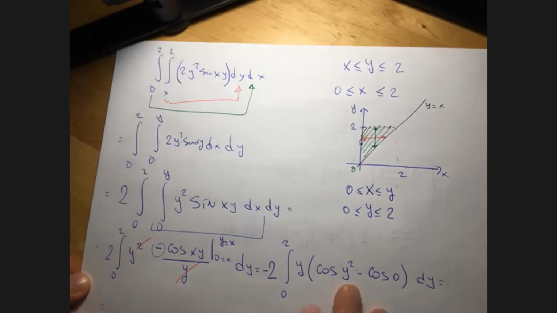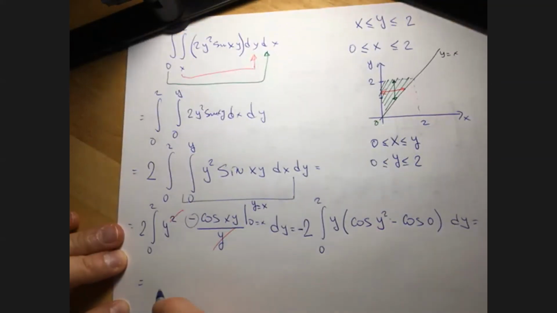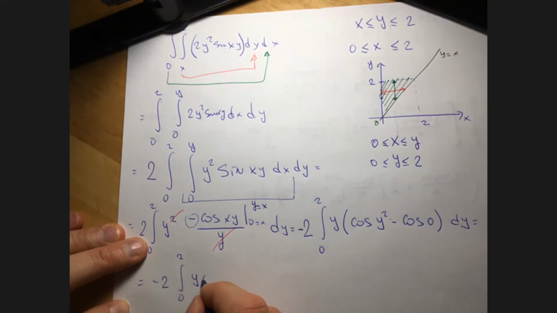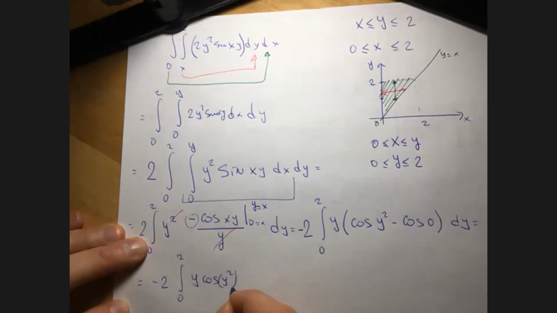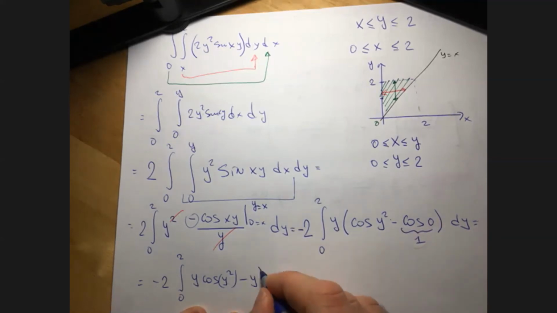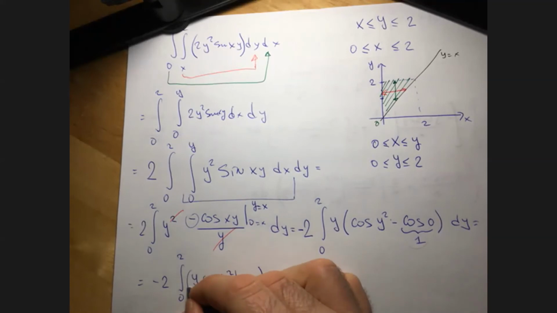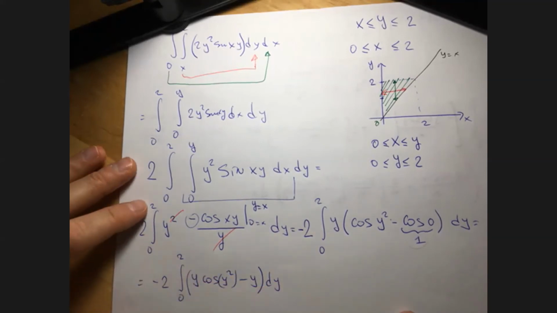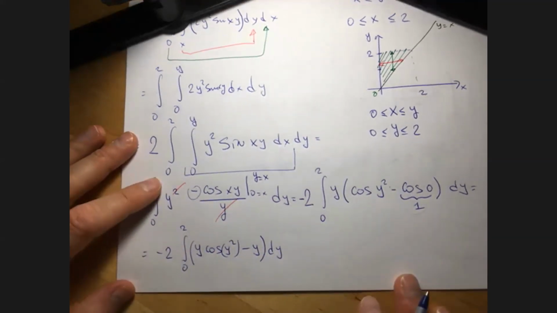This becomes -2 times the integral from 0 to 2 of y times cosine of y squared, minus y, dy. This is just the substitution rule. If you cannot recognize right away that the integral is sine of y squared over 2, cosine of 0 is 1. And you can see how much easier it is if you change the order of integration.